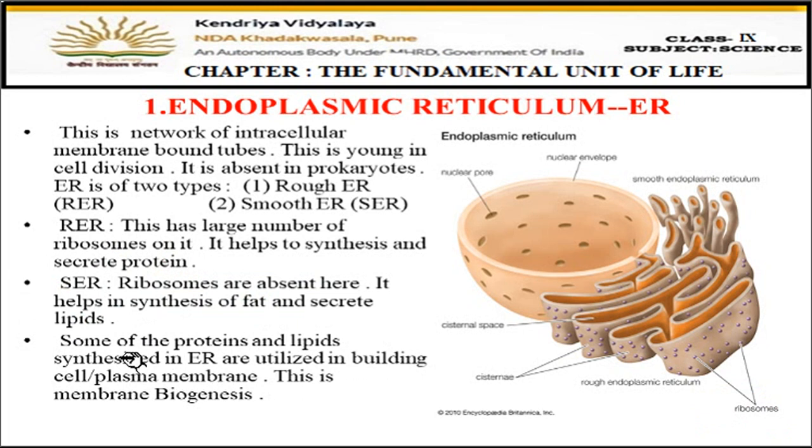Okay. Now, some of the proteins and lipids synthesized in ER are utilized in building the cell membrane. Whatever proteins and lipids and fats are made in the endoplasmic reticulum are used in making the cell membrane. We all know that the structure of the cell membrane is a double layered structure. Okay, it is made up of bilipid, means two layers of lipids, and in between protein molecules are also present. So this protein which is made in the ribosome is used by the cell for the making of the cell membrane. Okay. So this is all about ER.